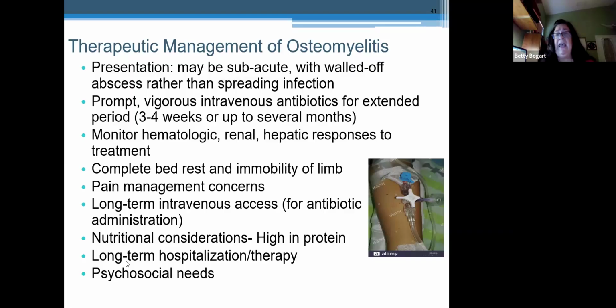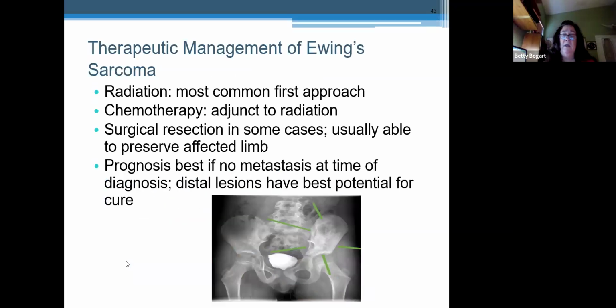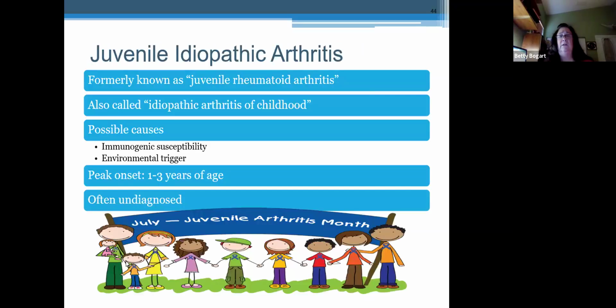Okay. And again, as I said, bones, nutrition, very important. How do you heal? Good protein, right? Very important. Now, Ewing sarcoma is a bone cancer, and it could be anywhere. A femur, a tibia, ulna, a humerus. It could be in a jaw, it could be on a scapula. We try to take the bone out if we can, but not all those bones can be. So it's again radiation, chemo, and surgical resection.